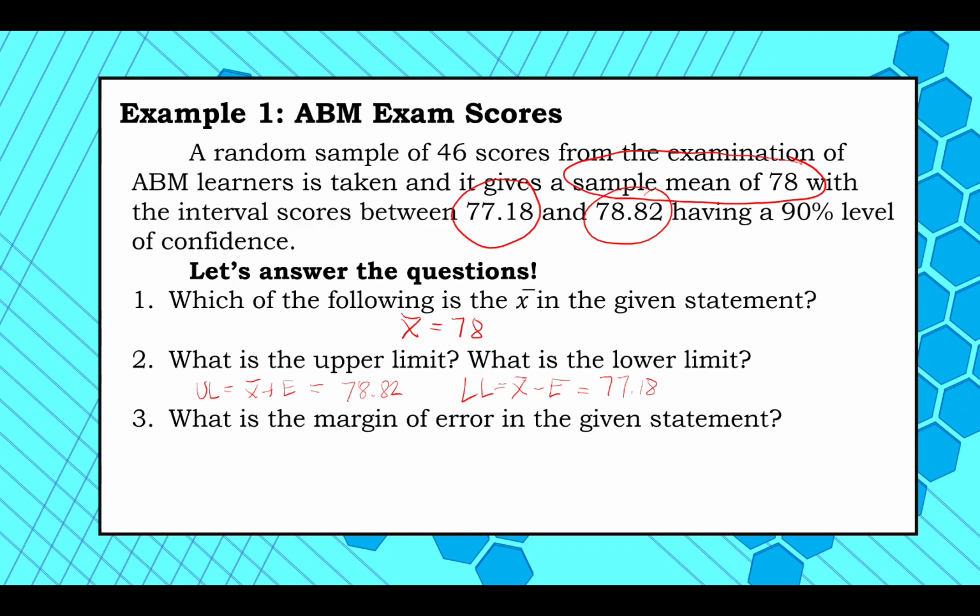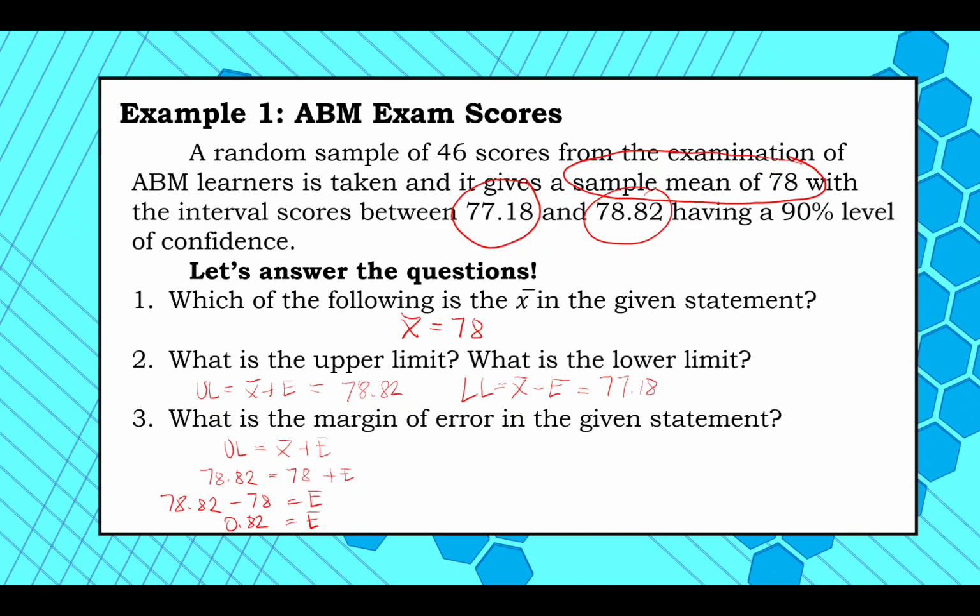Third question, what is the margin of error in the given statement? We can use either the upper limit or the lower limit to compute for the margin of error. Let's say we use the upper limit. Upper limit is equal to the point estimate plus the margin of error. In the problem, our upper limit is 78.82 and the point estimate or the sample mean is 78 plus the margin of error. To compute for the margin of error, we apply the addition property of equality. So we are going to transpose 78, and that gives us the value of the margin of error. And our margin of error is equal to 0.82.